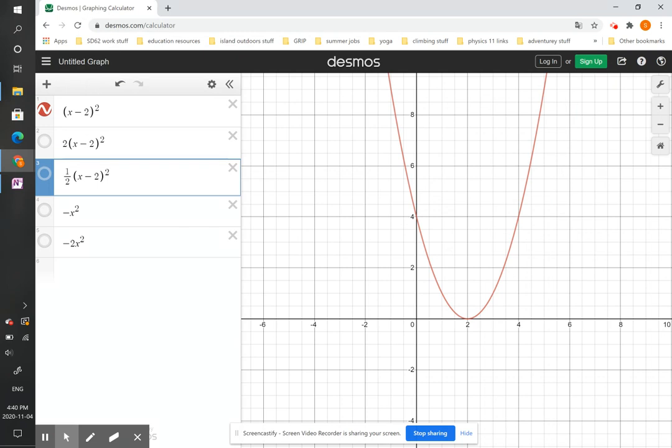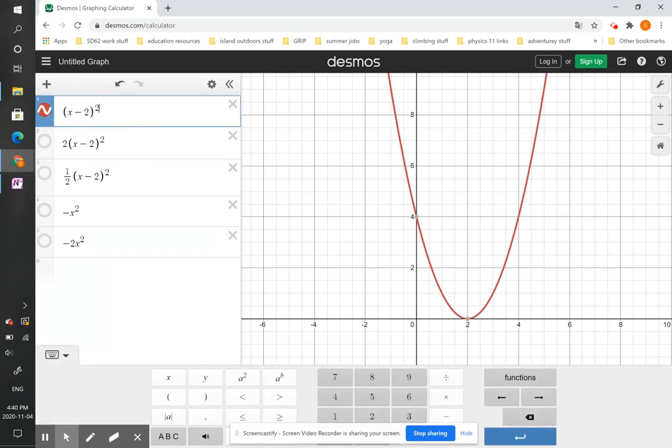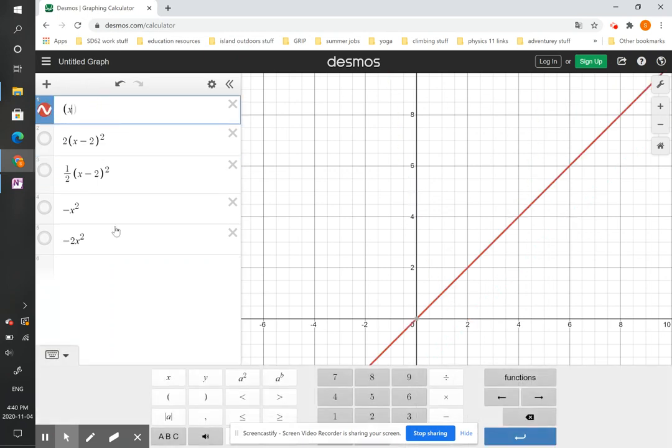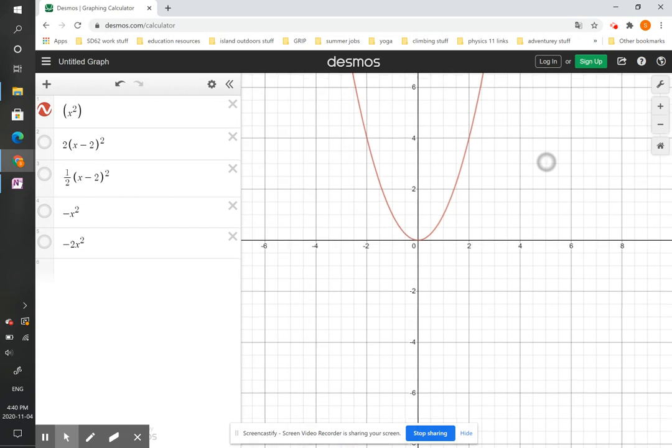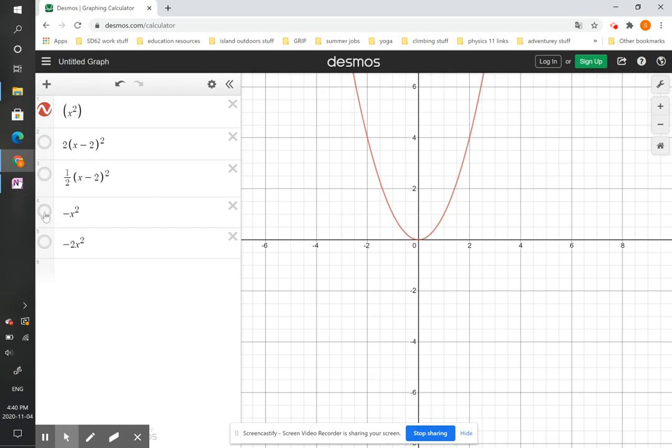So I have x squared up here to give you a reference. And now I'm going to bring in negative x squared. That was anticlimactic. There you go. It is upside down. Yay! And negative 2x squared is upside down. And it's been vertically stretched, which we expected.